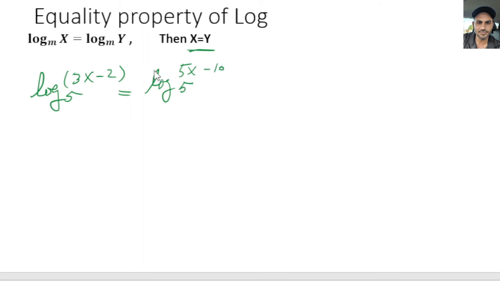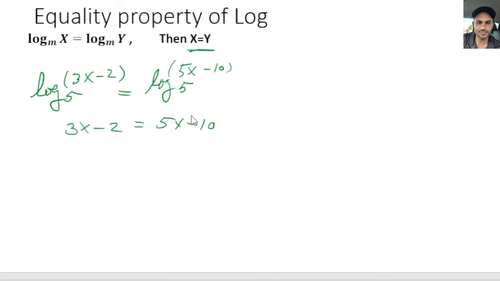All right. So we have an equation like this right here. We want to go ahead and solve this equation. So how do we solve it? Well, that's where we use this equality property. Basically, if we have the log of 3x minus 2 with base 5, and that is equal to log of 5x minus 10 with base 5, if the bases are the same, then the expressions inside the logs must be equal. So 3x minus 2 must be equal to 5x minus 10 by using this property of the log.